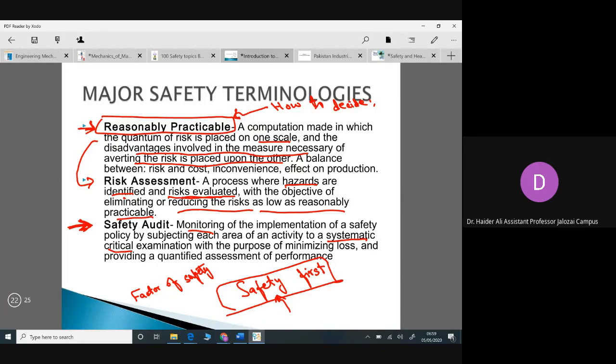That means that the safety policy that was designed from the beginning wasn't properly designed. The dynamics of the work environment were not taken into consideration. So therefore, the safety audit provides a quantified assessment of performance. When we say a quantified assessment of performance, what do you mean by that? It means twofold things. Is the safety policy properly implemented, and is the safety policy properly designed or appropriate for the work environment where it is implemented.